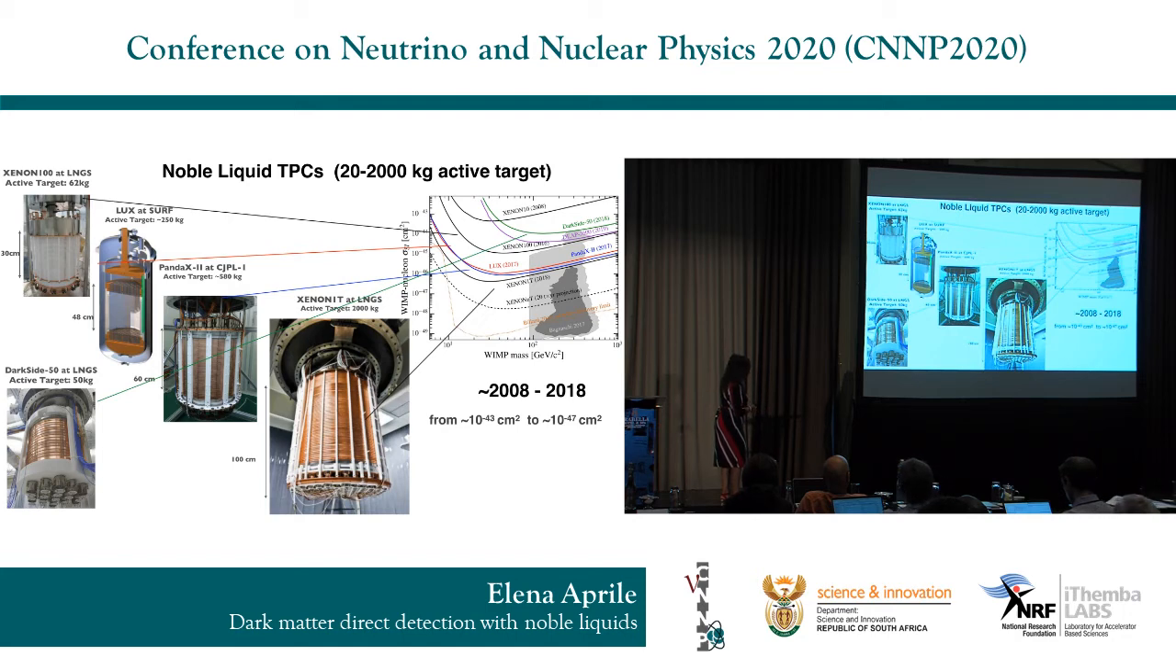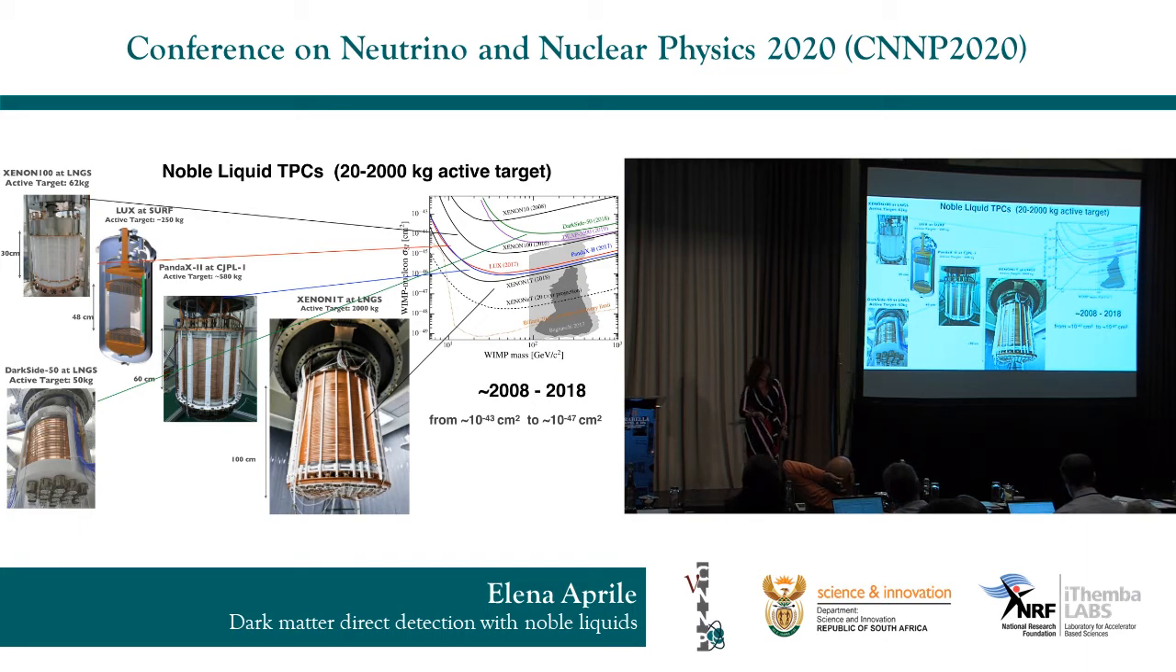And then on liquid argon, we had much less development. We had DarkSide-50 with a 50 kilogram target. What's impressive about this technology, the two-phase TPC, is that we have gone from 10 to the minus 43 square centimeters spin-independent cross section when I started to 10 to the minus 47 or so. So many, many orders of magnitude in about 10, 15 years' time.